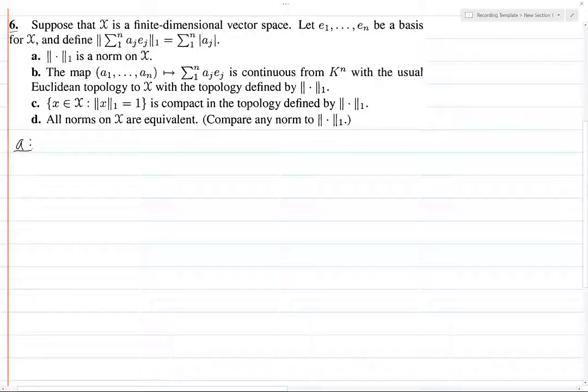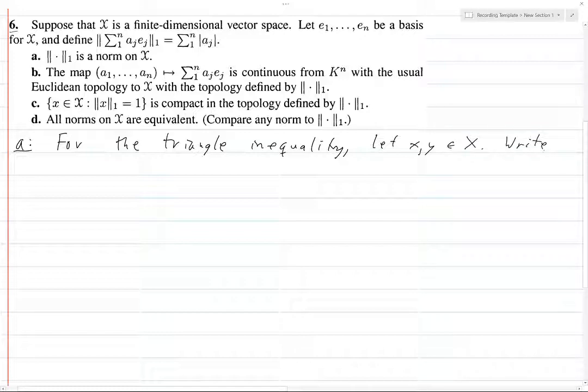So, we want to prove that's a norm. This is just a whole bunch of stuff that we have to check, and it's all pretty straightforward. But we still have to do it. So for the triangle inequality, let x and y be in X. By the way, even though these things are pretty straightforward, sometimes when you actually write out the details, you'll find out these things aren't quite as easy as I thought.